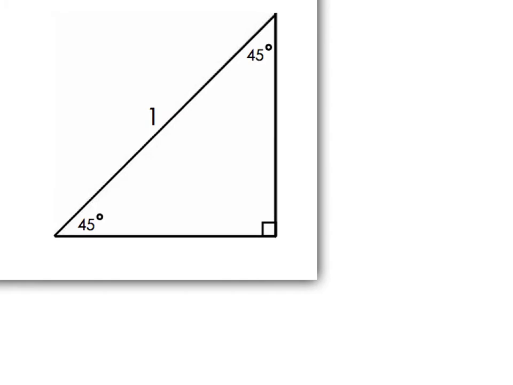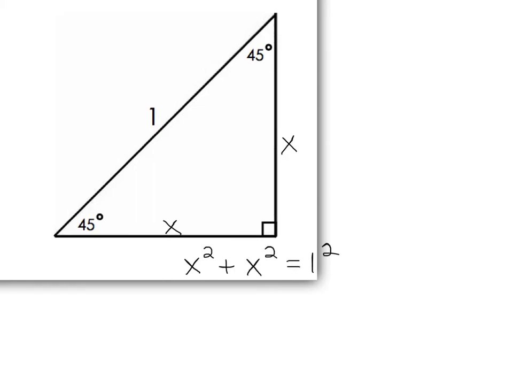So here I have a right triangle. It's a 45, 45, 90. And I know now that my two legs will be the same side length. So let's figure out the exact length, given that our hypotenuse is 1. So we have x squared plus x squared is equal to 1 squared.